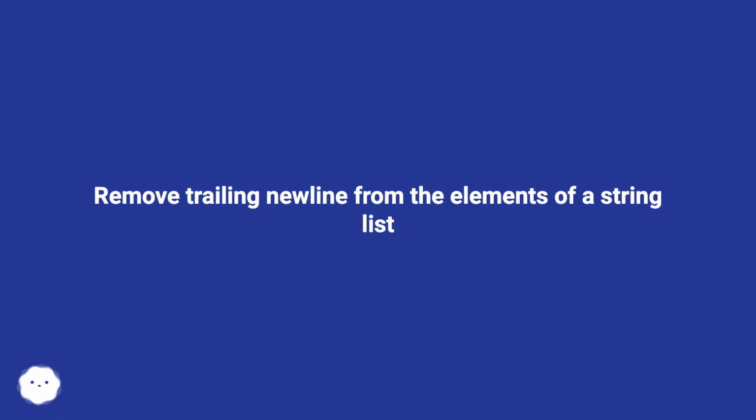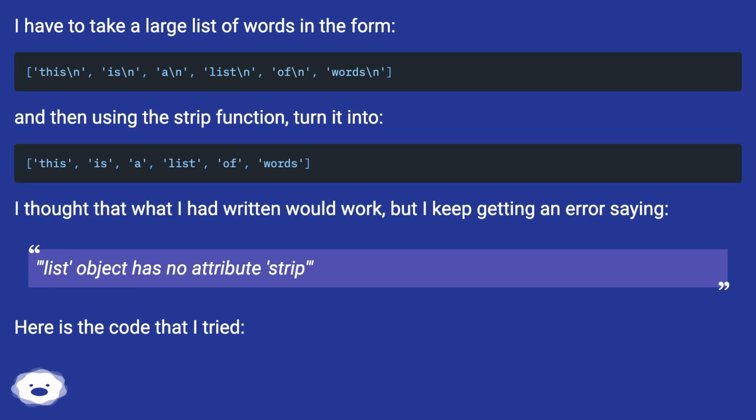Remove trailing newline from the elements of a string list. I have to take a large list of words in the form, and then using the strip function, turn it into. I thought that what I had written would work, but I keep getting an error saying a list object has no attribute strip. Here is the code that I tried.